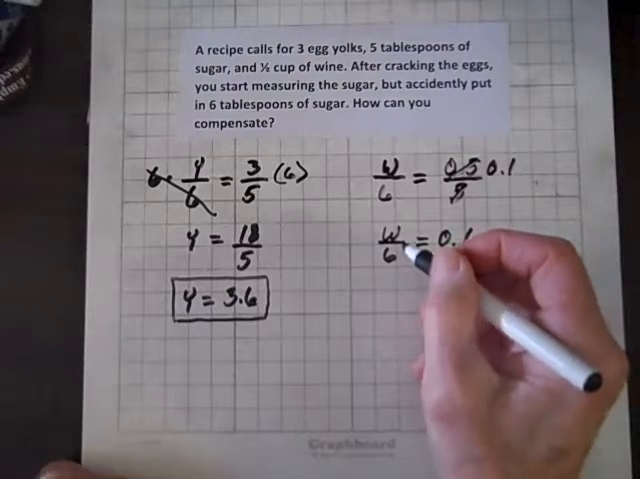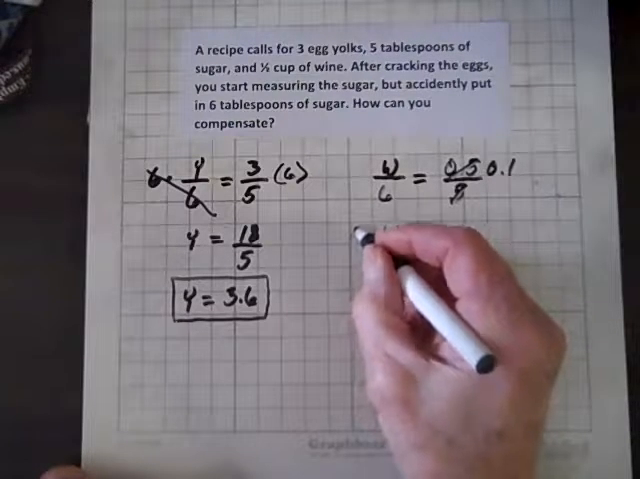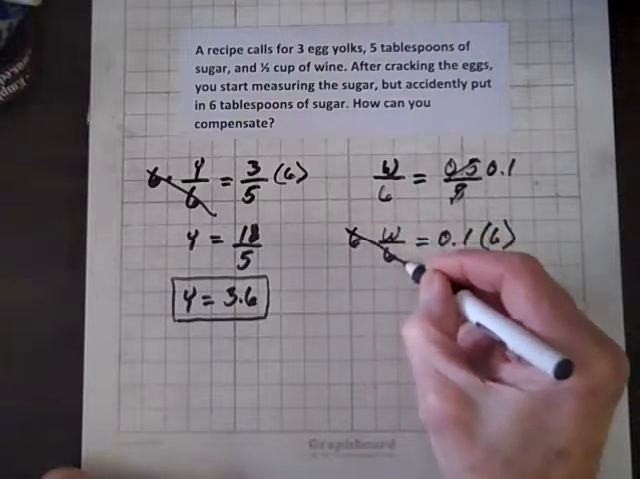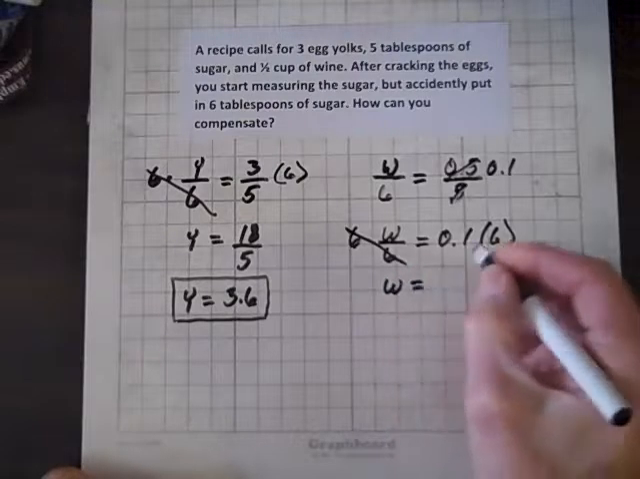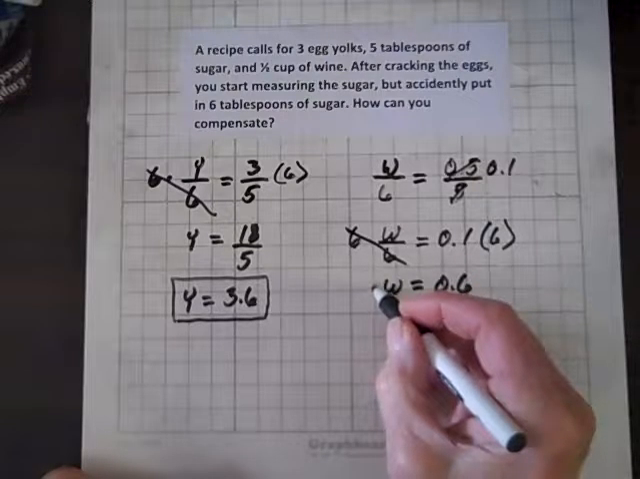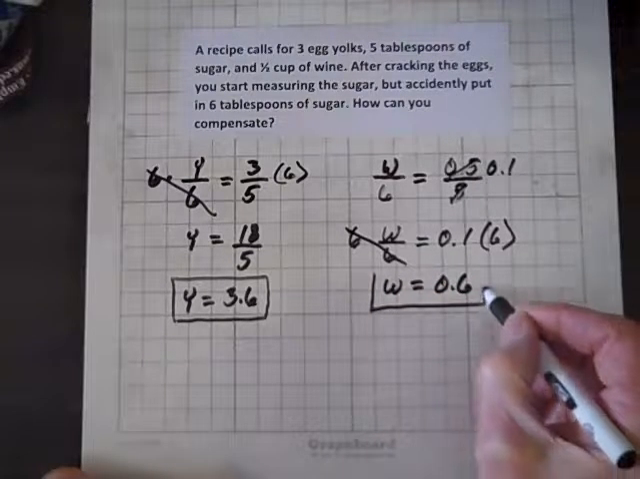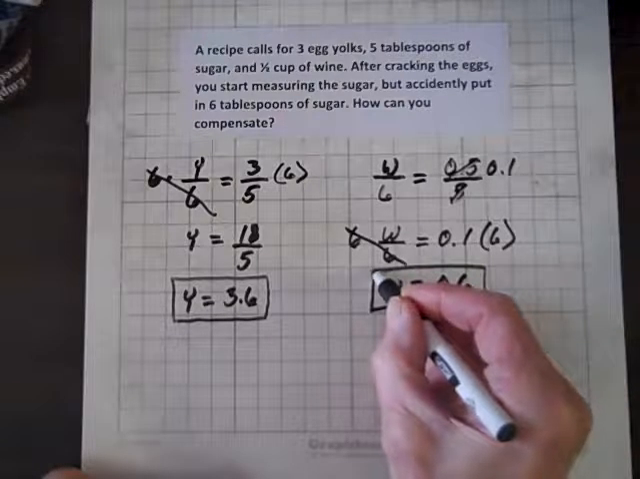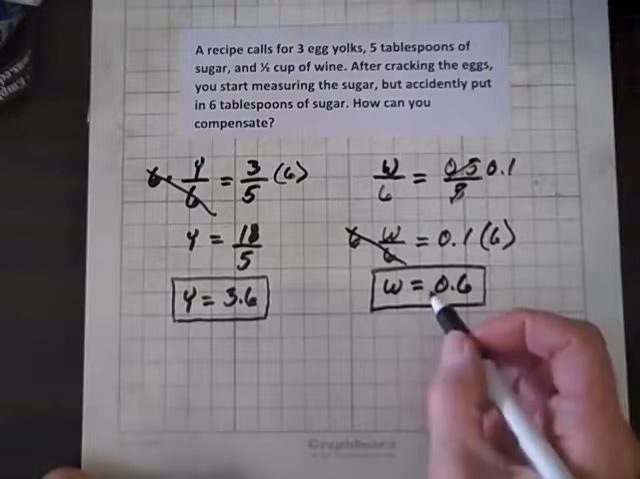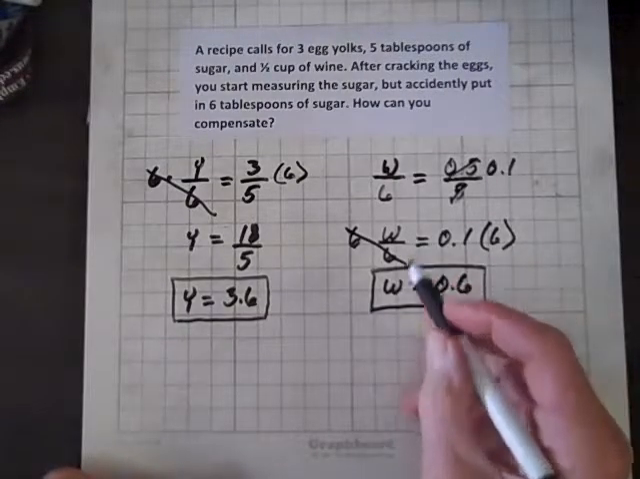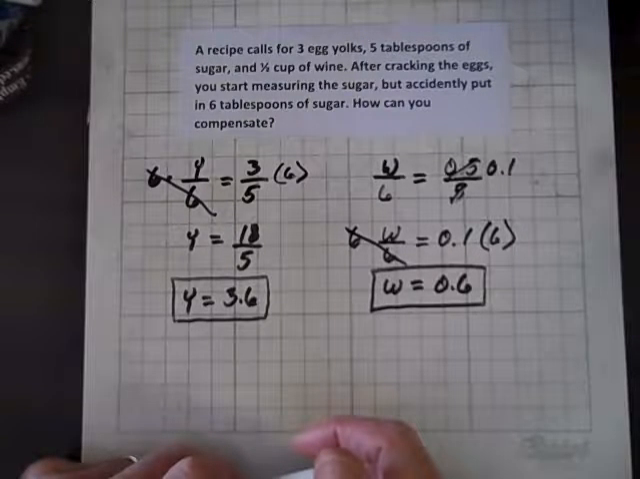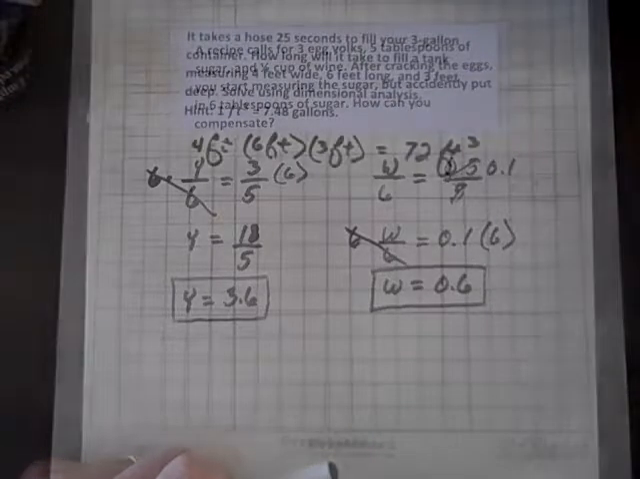Now, a little algebra. We need to isolate the W, so we'll multiply both sides by 6. And the 6's divide out, and we get W equals 6 times 0.1, which is 0.6. So how much wine do we need? Well, we need 6/10 of a cup of wine. And if we use these ingredients, 3.6 yolks, 6/10 of a cup of wine, and 6 tablespoons of sugar, we'll have done what we needed to do.